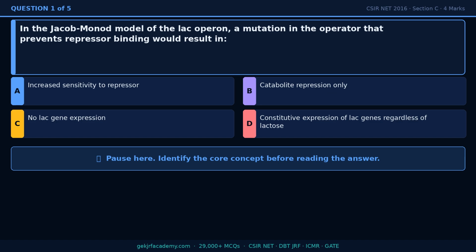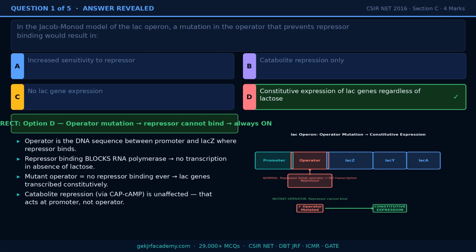Before reading on, think about what the operator actually does in the lac operon. The repressor binds the operator to physically block RNA polymerase from transcribing the structural genes. If the operator is mutated and the repressor can no longer bind, what happens to the lac genes? Are they now always on, always off, or controlled by something else entirely? The correct answer is option D. Constitutive expression of lac genes regardless of lactose.